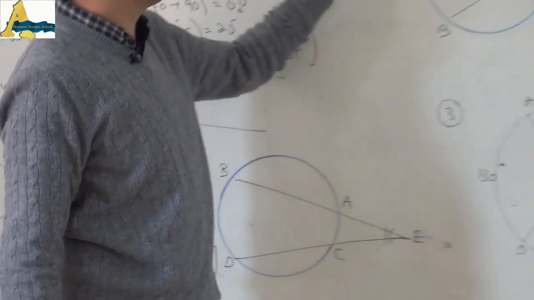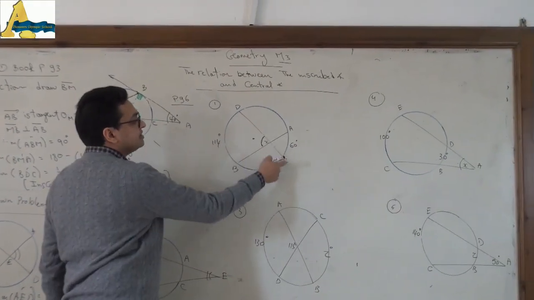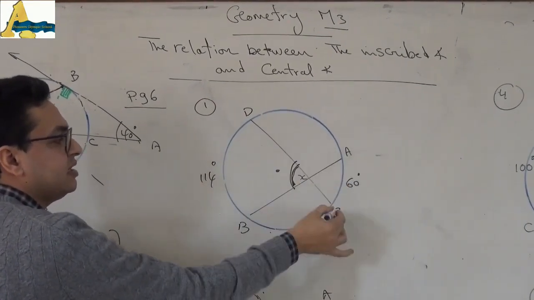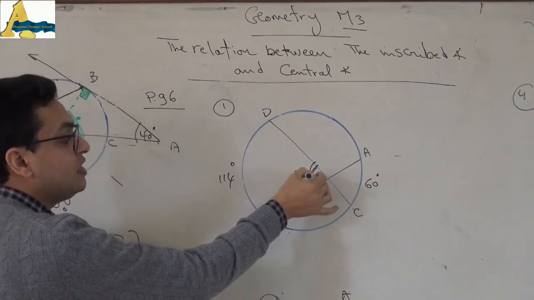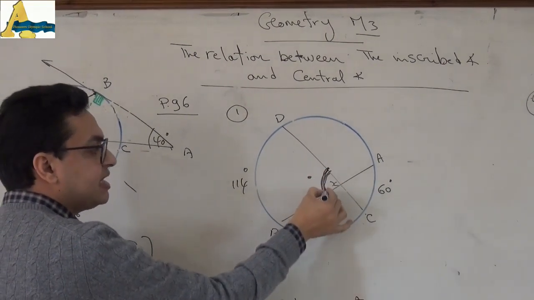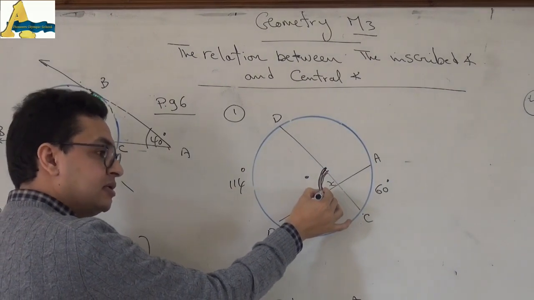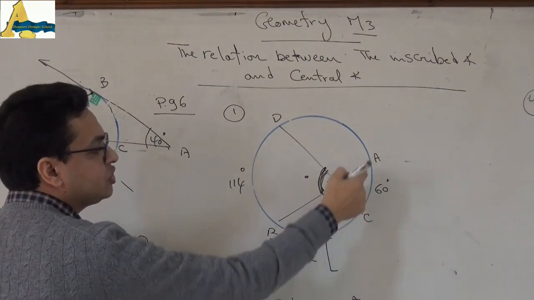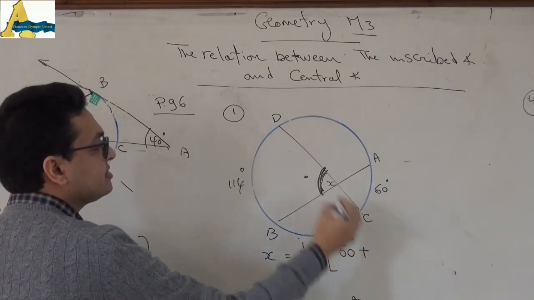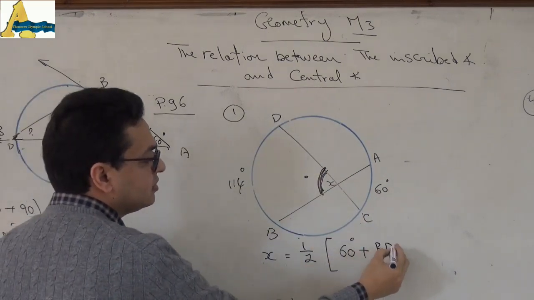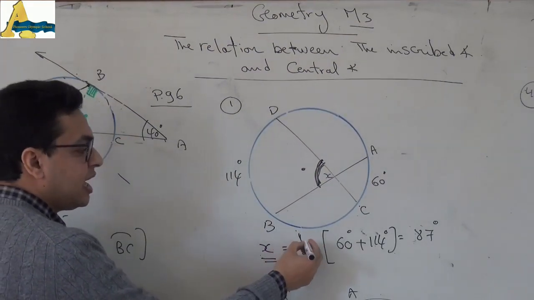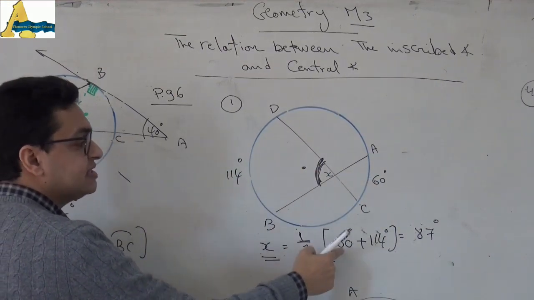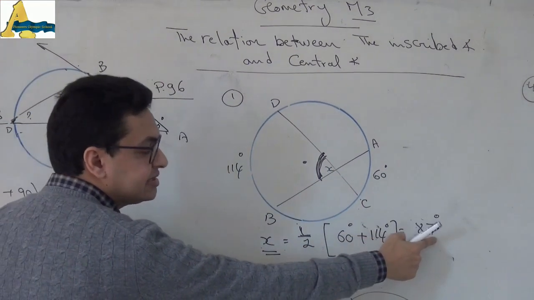For example, page 96 number 1: if AB and CD are two chords and X is the angle resulting from intersecting them inside the circle, how do we find the value of X? The measure of this angle equals half the sum of the measures of the two opposite arcs, that means half the measure of arc AC plus the measure of arc BD. So the measure of angle X equals half the sum of the two opposite arcs, half of 60 plus 114, which equals 87 degrees.